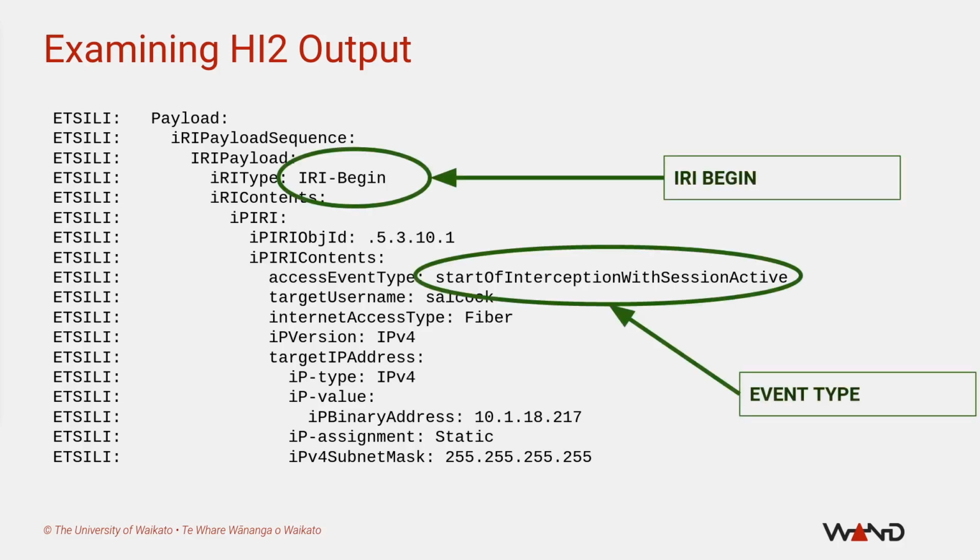I'll begin with the IRI type and the access event type. Together, these two fields can tell you the current status of the target's IP session at the time this IRI was generated. IRI begin is used to mark the point where the interception of IP traffic for an intercept target has begun. The access event type then tells us what caused the interception to begin for that particular IP session. In this case, there was already a static IP session established for our target user when the intercept was configured, which corresponds to the event type of start of interception with session active. We'll see other access event types in future lessons, but this is the only viable event type for the start of a static IP interception.